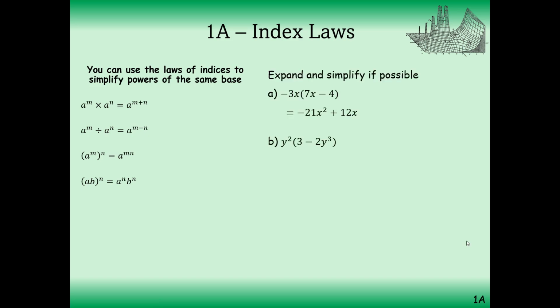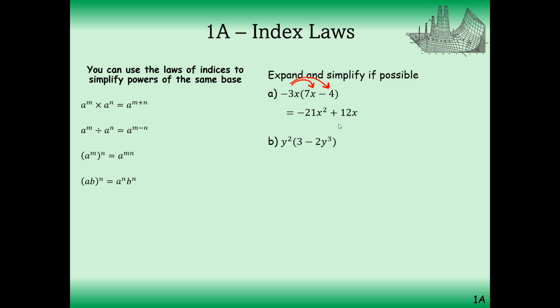Here, you've been asked to expand brackets, so you simply multiply each term across the bracket. So negative 3 times 7 is negative 21, x times x is x squared, and negative times a negative 4 gives us negative 12, and the x comes from the outside of the bracket. So pause the video, have a go, and then play.